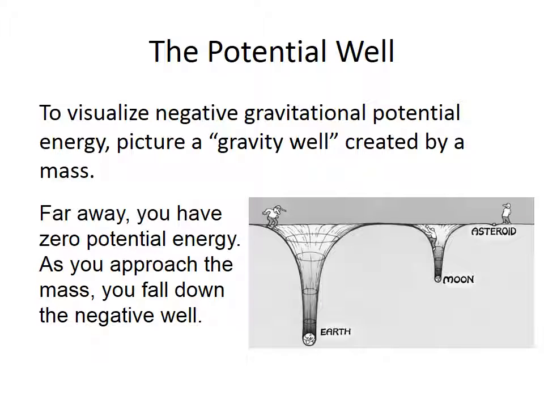To visualize negative gravitational potential energy, we often picture gravity wells created by our masses. Far away from any mass, you're going to have zero gravitational potential energy. There's nothing to fall towards. As you approach the mass, well, you're falling down. You're losing gravitational potential energy. You're going down below that zero where you started. You're falling down a negative well.